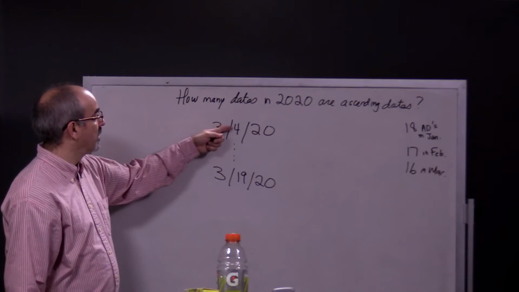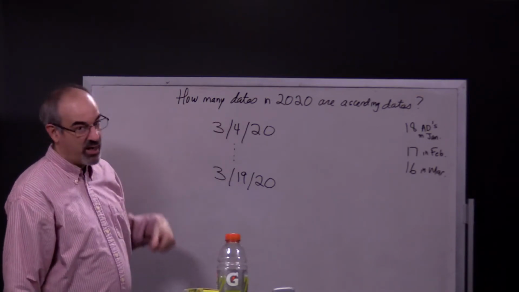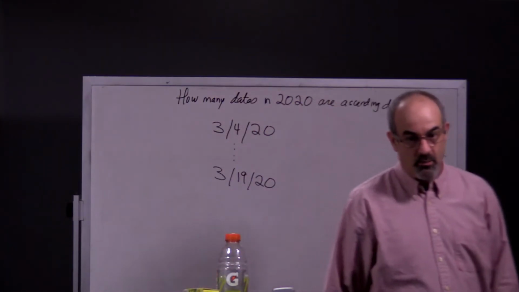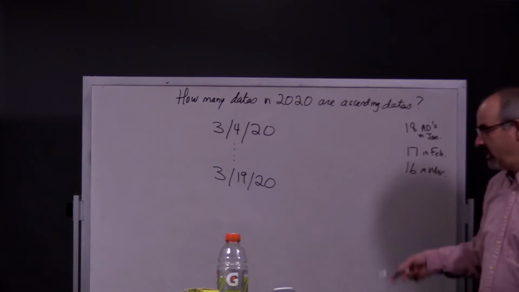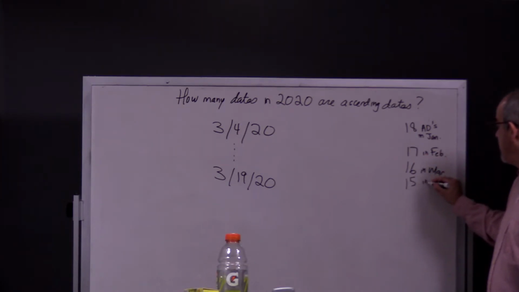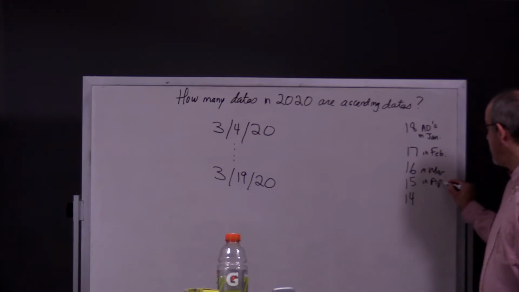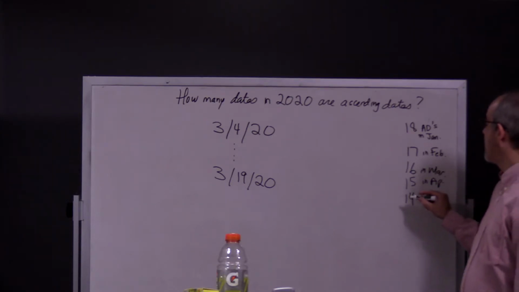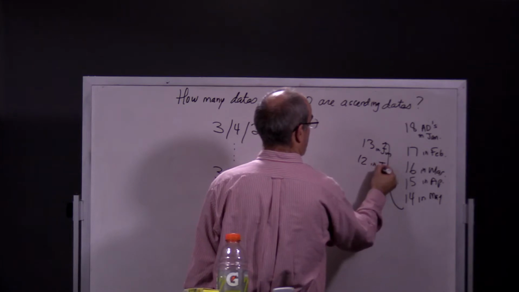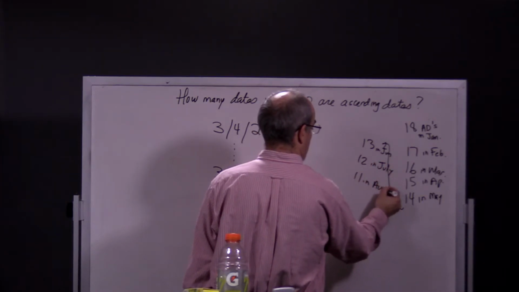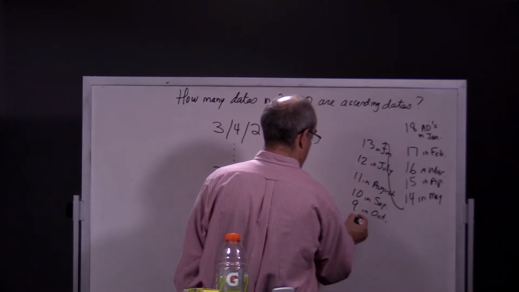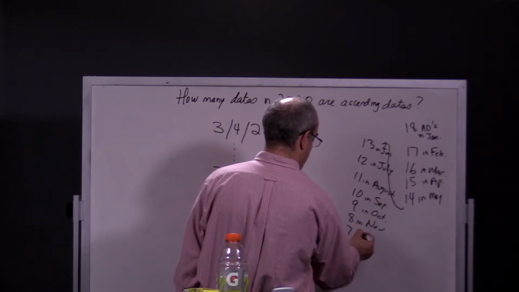How do I know there's 16? I didn't write them all out. Well, guess what? Here's how. They go up to the 19th, right? The first three aren't. March 1st, 2nd, and 3rd aren't. But the next 16, up until the 19th, including the 19th, are. Hopefully you see a pattern here. They keep on going down by one. So in April there's 15, 14 in May. I'm going to start writing over here. 13 in June, 12 in July, 11 in August, 10 in September, 9 in October, 8 in November, 7 in December.